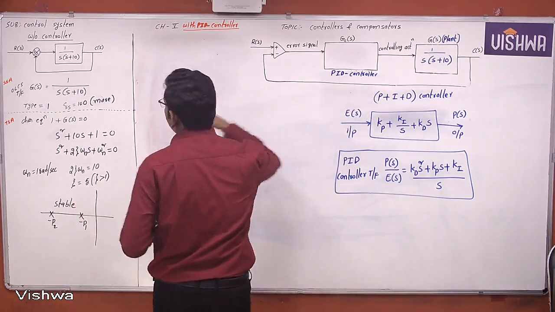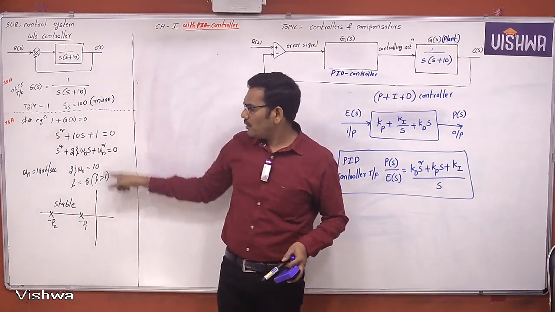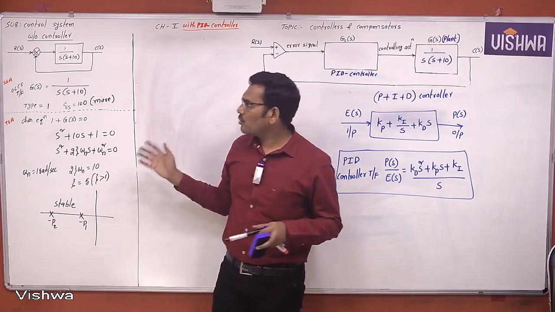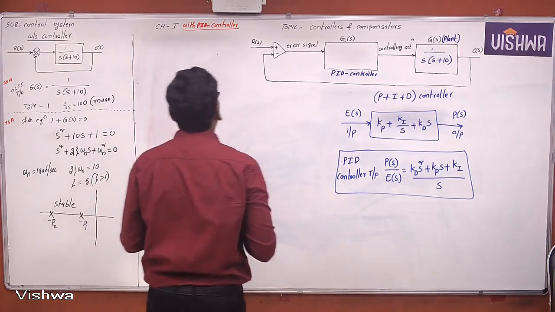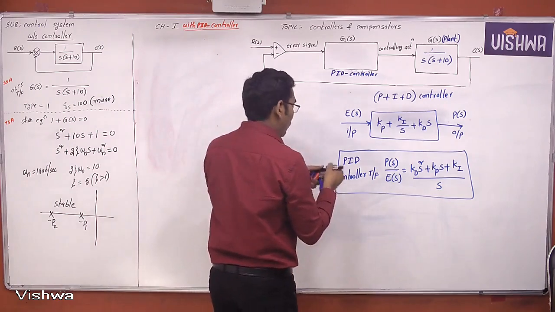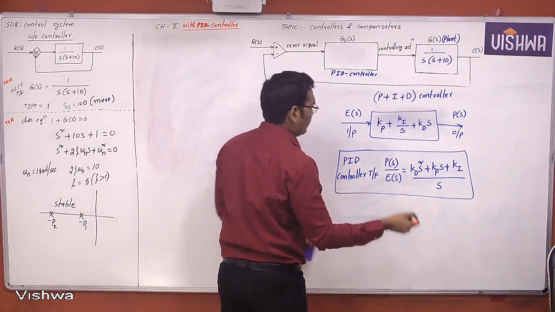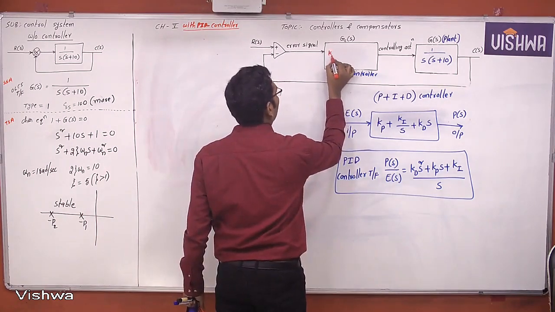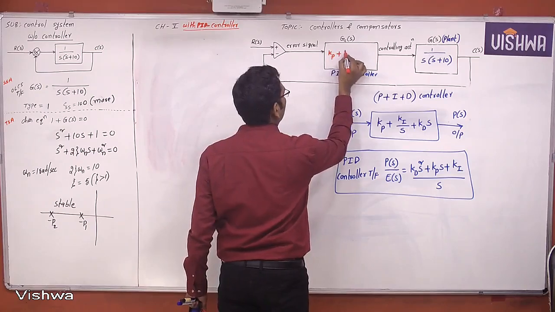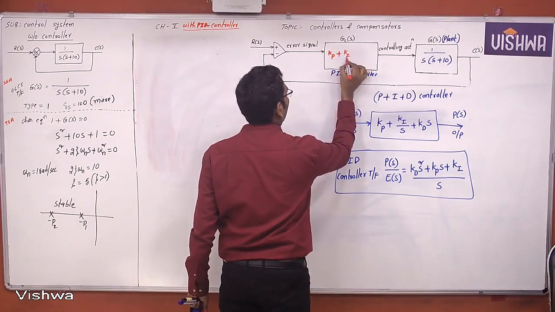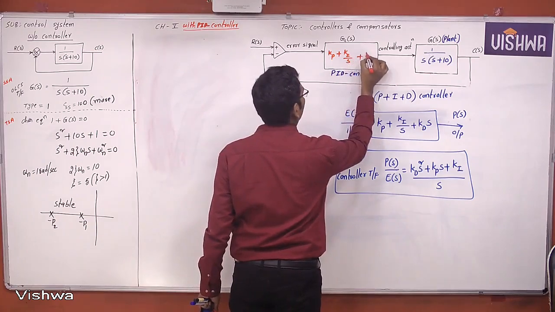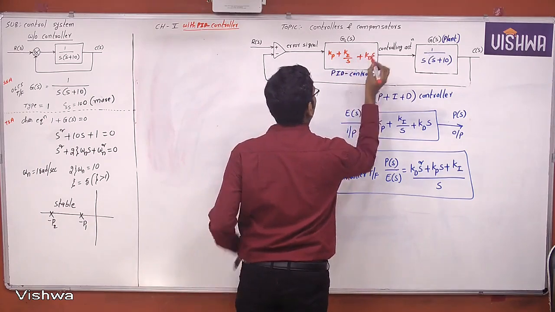Now I'll take the same plant where error is more but system is stable. Now we will see what happens with the PID controller. The PID controller is nothing but Kp plus Ki by S plus Kd into S.